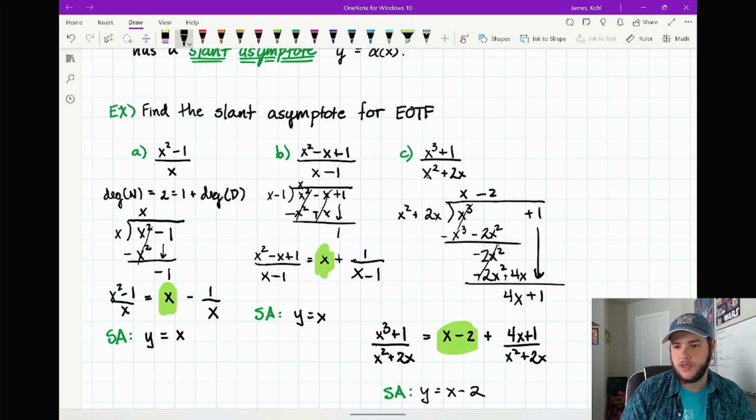Same thing over here, but here I've got degree 3 on top and 2 on bottom. I perform that long division, and the quotient I get is x minus 2 with remainder 4x plus 1. So I rewrite my rational as x minus 2 plus 4x plus 1 over x squared plus 2x, and that quotient is my slant asymptote.